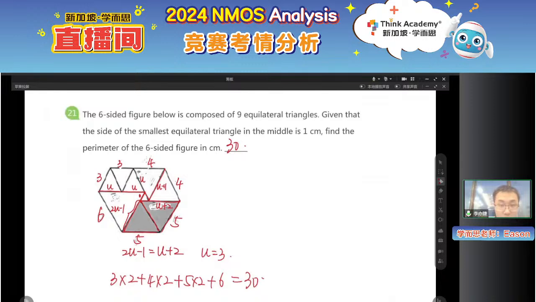Easy or normal? What do you think? Maybe normal. If you've done the question before, it's easy. But if you haven't, it's normal. So to be fair, I made it normal, right?